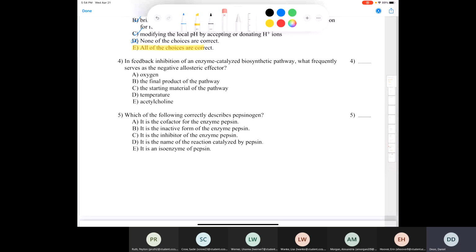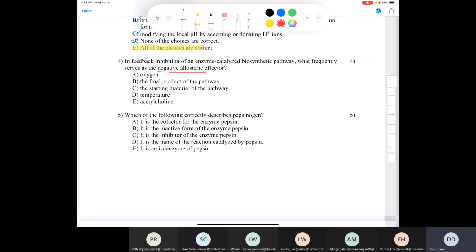Question number 4, feedback inhibition. In feedback inhibition of an enzyme catalyzed biosynthetic pathway, what frequently serves as a negative allosteric inhibitor? Right? If you think about a negative allosteric effector, if you think about the example that they used in the book, they said negative allosterism is kind of like a thermostat, right? You take a thermostat in a room and you turn up the heat, but as the temperature rises in the room, once you attain the desired temperature, it shuts off the thermostat, doesn't it? It triggers an effect that shuts off the thermostat.